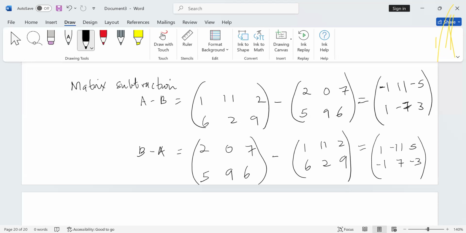So 2 minus 1 is 1. 0 minus 11 is minus 11. 7 minus 2 is 5. 5 minus 6 is minus 1. 9 minus 2 is 7. 6 minus 9 is minus 3.